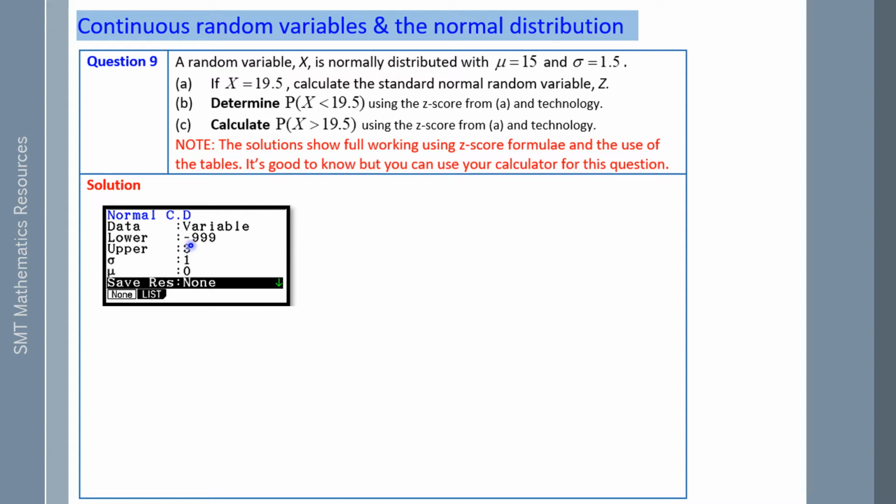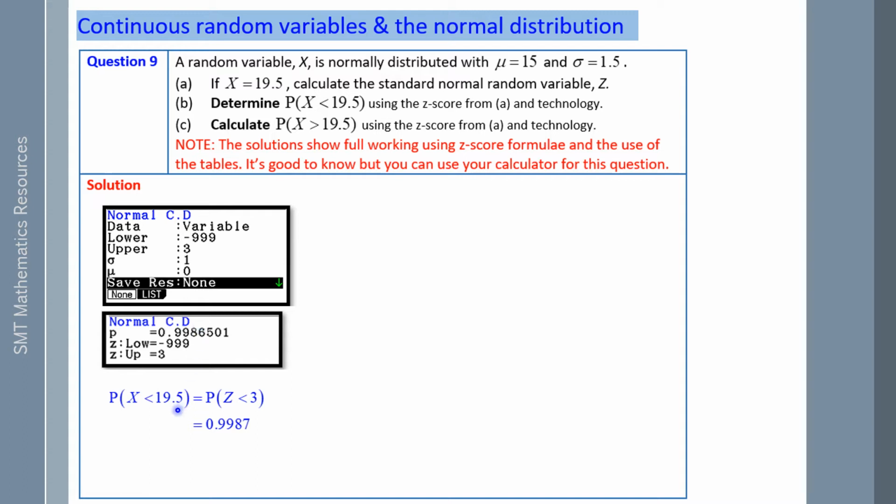So my upper boundary is 3, my lower is, technically your smallest z value is going to be about -3 or -4. I just write -999 just to make it easier. My standard deviation of a standard normal curve is 1, and my mean is 0. Press enter, and the probability is 99.865%. So the probability that x is less than 19.5 was the probability that z is less than 3, which is 99.87%.